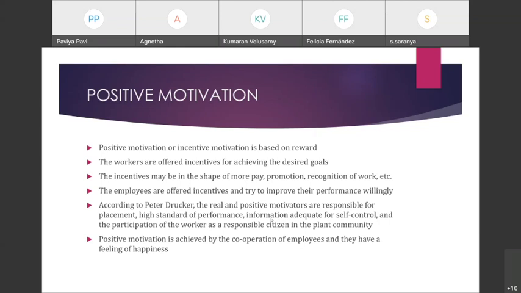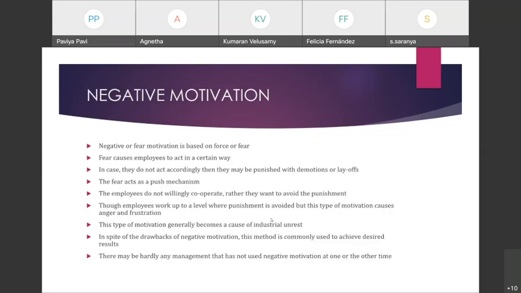Okay, and the incentives may be pay, promotion, recognition of work, all what I have stated so far. So the employees are offered incentives, and obviously people are going to try to improve their performance, because they want to get those incentives, right? Because they are offered these incentives, they will automatically want to work harder and do better in order to reach that particular goal or to get those incentives. Okay, so this is what positive motivation is. Is that clear?